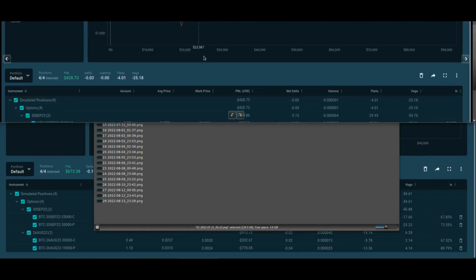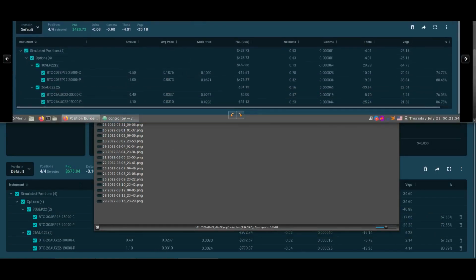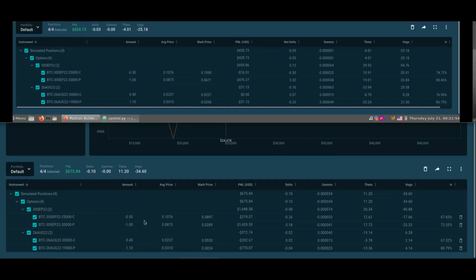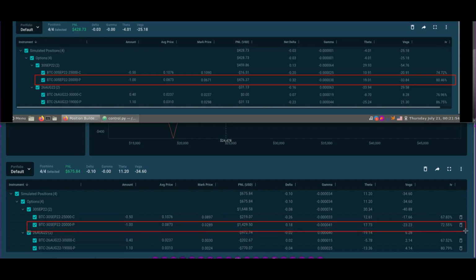Okay, it's amazing. So let's compare initially what we sold. We sold the option at 80%, and now volatility is 72%. So basically we win 8% of volatility.